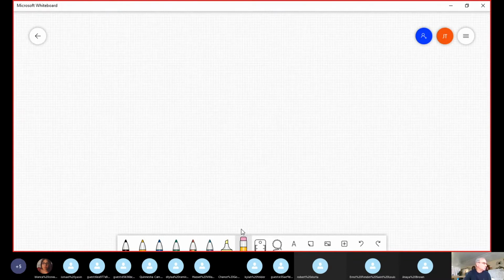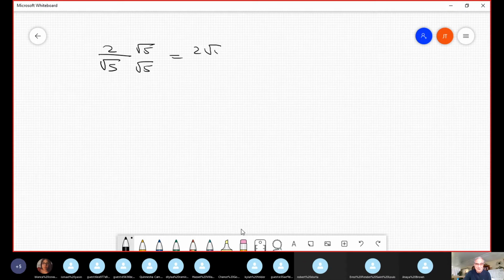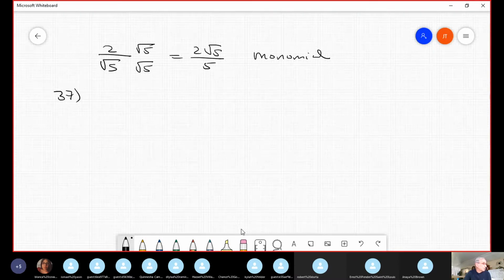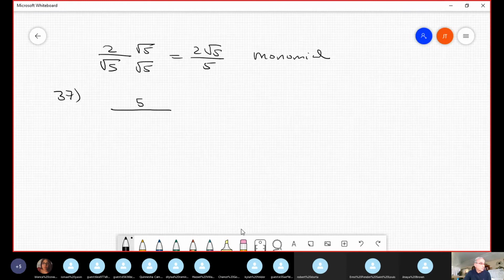Okay, this is rationalizing also, but it is different because we have to rationalize the denominator. When you have a monomial, suppose 2 over radical 5, you multiply by radical 5. This is classic. This is 2 radical 5 over 5. This is a monomial. The problem is when you have a binomial, like example 37. Example 37 is 5 over 7 minus radical 2. And you need to rationalize again.